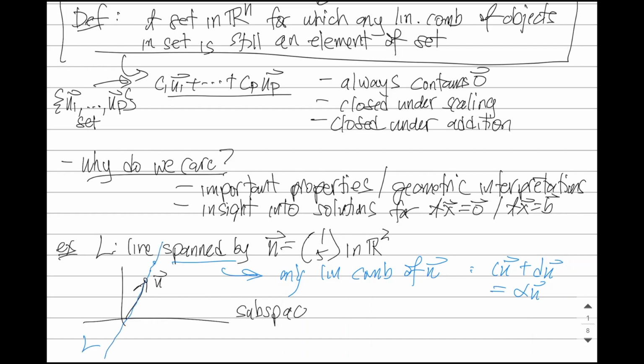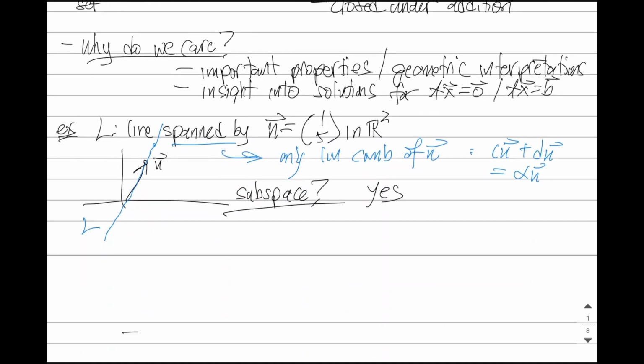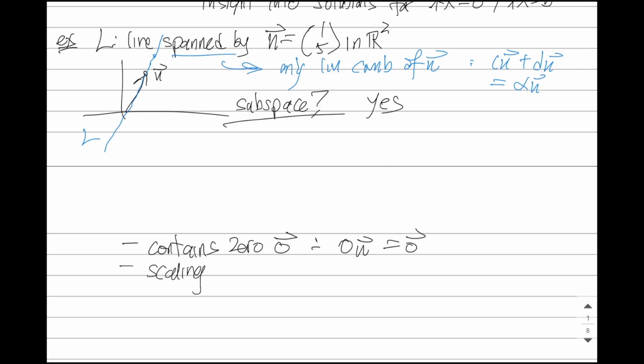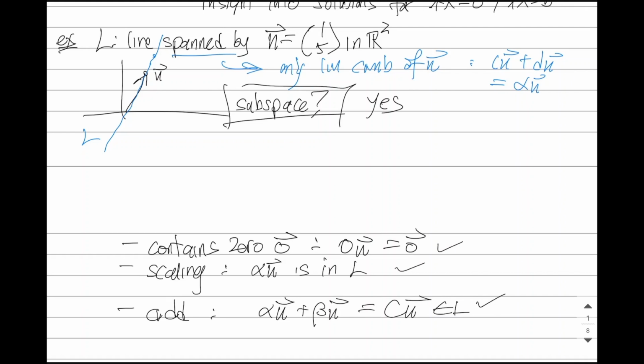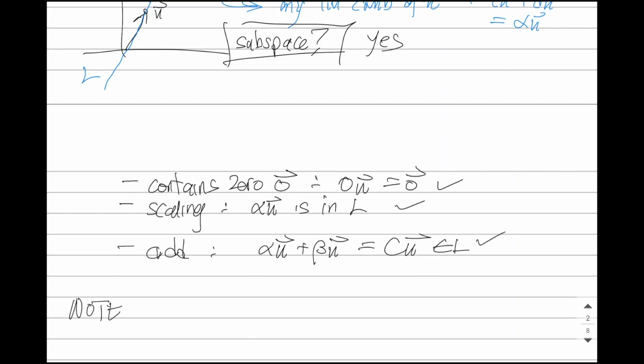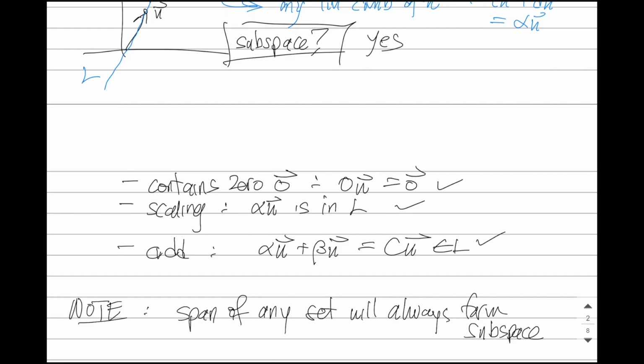Is this a subspace? Absolutely. I can check those conditions. Yes, it does contain 0, because if I take no bunches of u, I'll get a 0 vector again. It's closed under scaling. If I take any multiple of u, it's in the line. It doesn't leave the line, and it's closed under addition. If I take some alpha u and I add it to some beta u, it's going to give me some multiple of u, and that's in the line again. So yes, this is a subspace. This line was created by a span. So the span of any set will always form a subspace, just by definition of span, it's always going to satisfy those conditions.